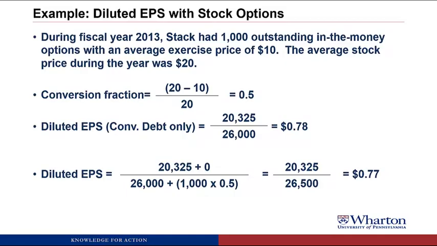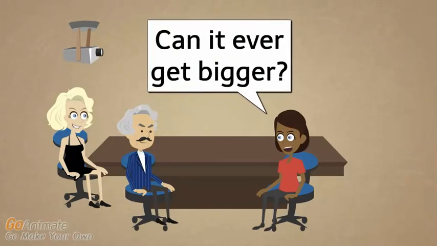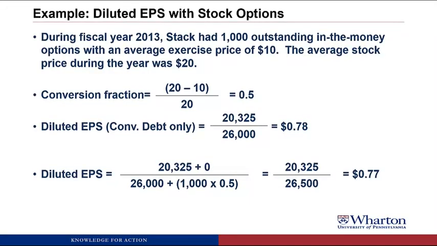I noticed that diluted EPS keeps getting smaller the more items we add. Can it ever get bigger? No, diluted EPS can never get bigger than basic EPS. It's always going to be smaller or equal to. And the reasons why, we'll talk about on the next slide.